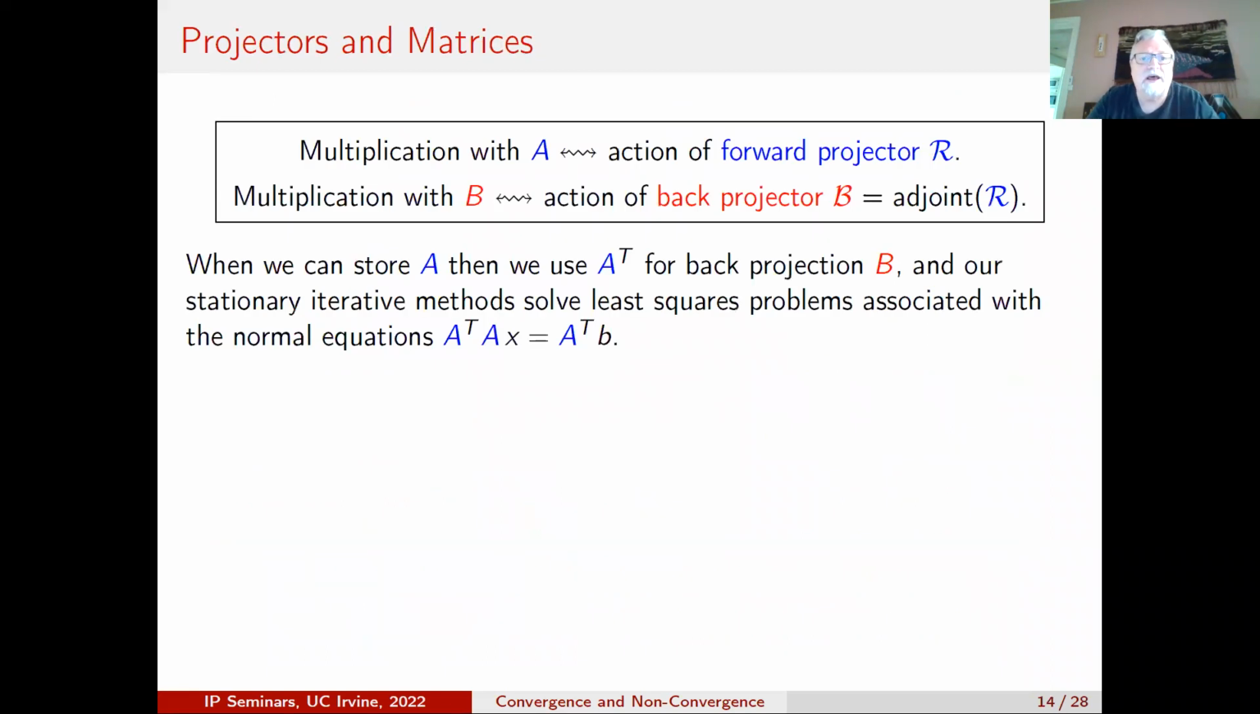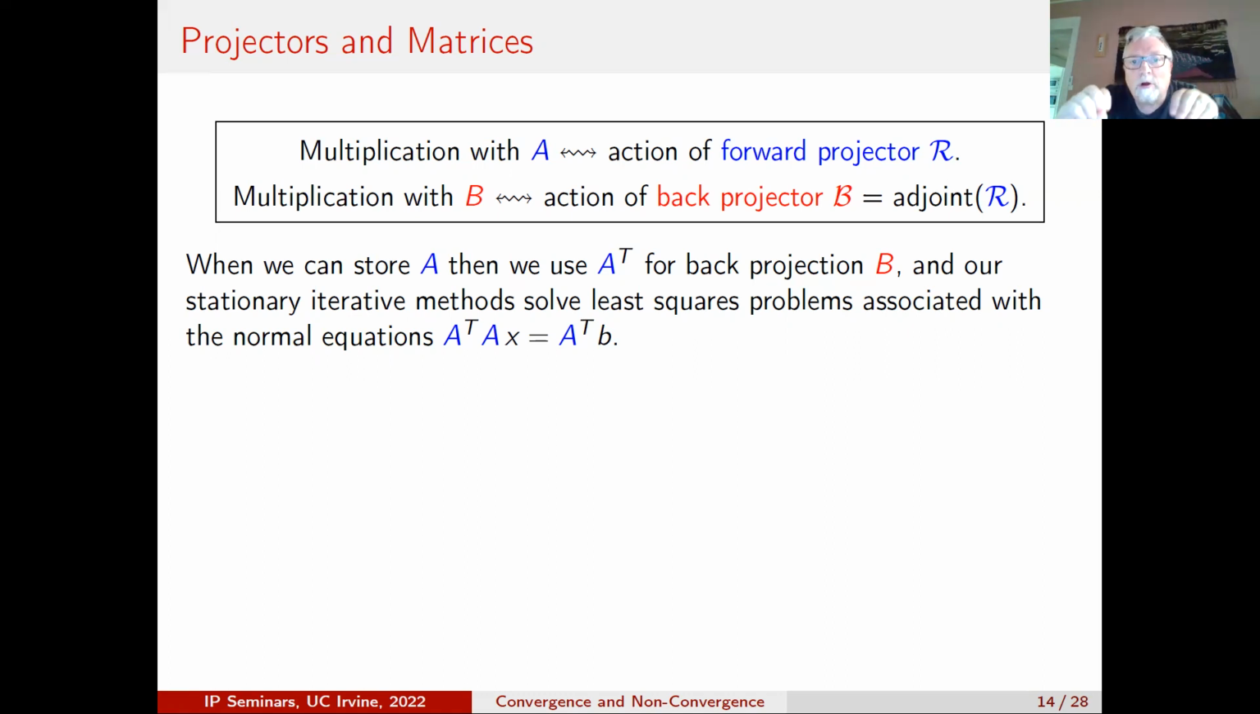I will skip this slide here. Okay, so remember we have the forward projection. That's the Radon transform. It's a linear operator, and when we implement that on the computer, there's a corresponding matrix A. And similarly, there's the back projection, the adjoint of the Radon transform, also a linear operation. So there's a matrix B that corresponds to the back projector.